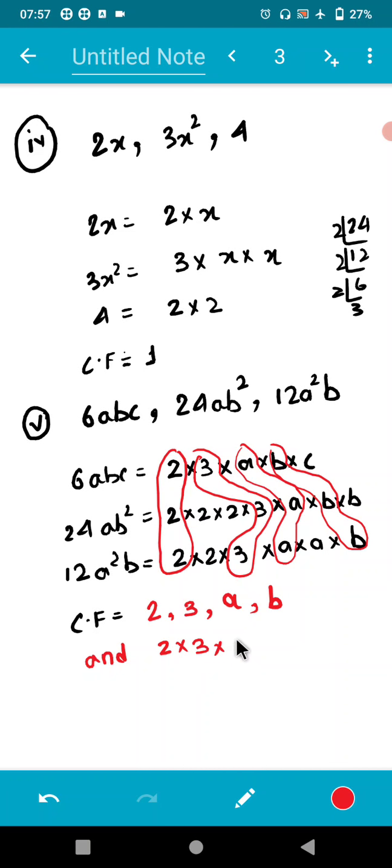So we'll multiply all those common factors now. 2 into 3 into a into b. Now 2 3s are 6, a into b is ab. So this is the required answer of sum number 5, students. I hope all of you have understood this sum.